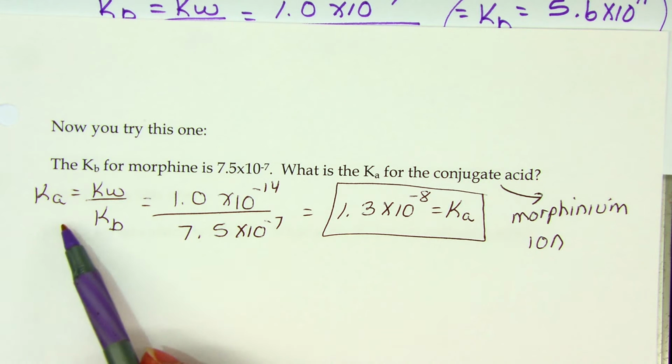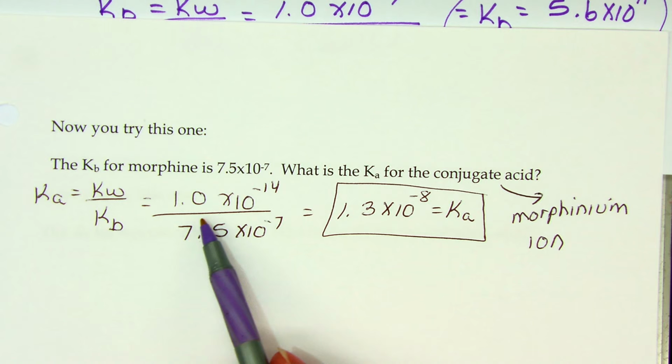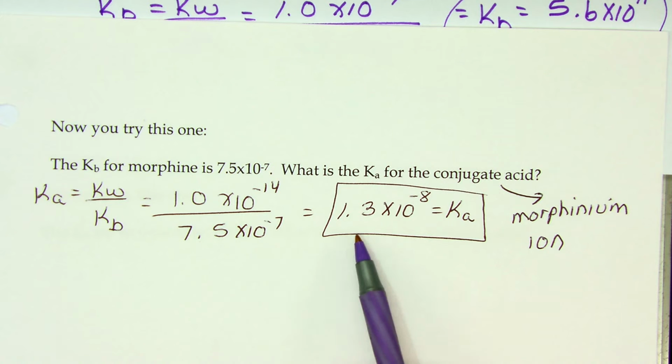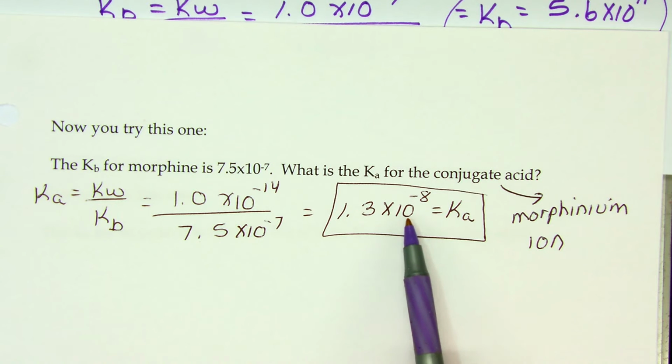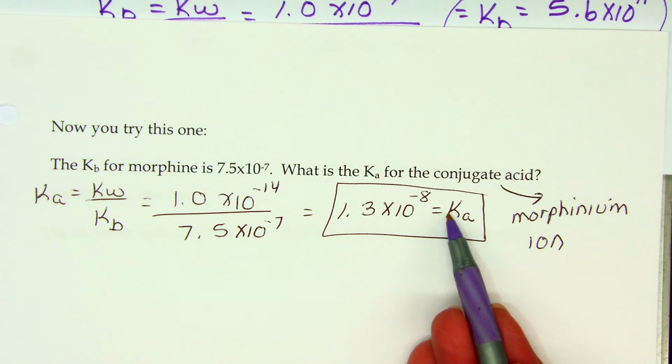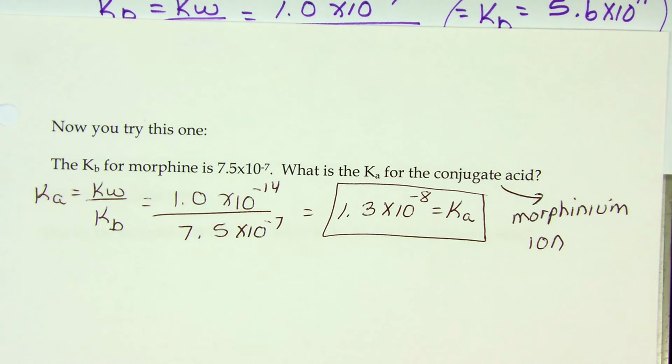So we know Ka is Kw over Kb. 1 times 10 to the negative 14th divided by Kb, 7.5 times 10 to the negative 7th, gives us 1.3 times 10 to the negative 8th, which is equal to our Ka. So again, comparing these, for morphine, which is going to be more pH active, morphinium or morphine? Morphine, because it has the bigger K value, negative 7 versus negative 8. It's not quite as big a difference as the other one was.